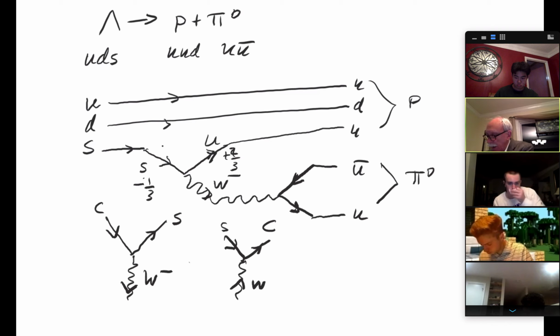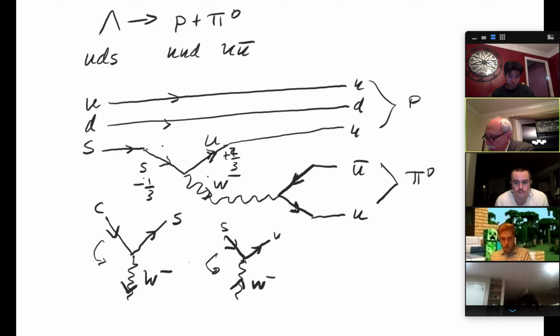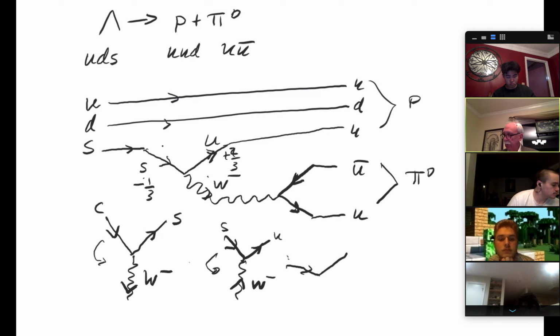So I can rotate these. And so this one right here, if I took out the C and put in a U, which I can do because I conserve charge when I do that, and then I rotate it this way a little bit. Oh, wrong direction.